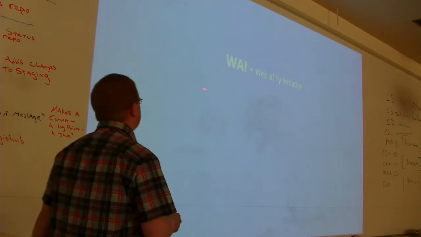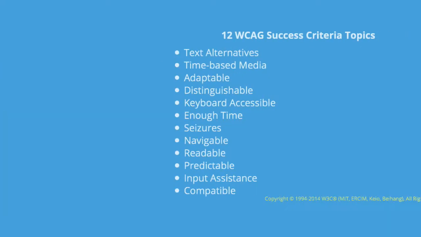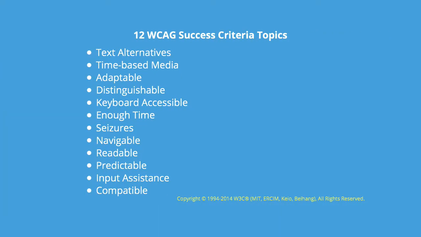So WAI is the Web Accessibility Initiative. That's one of the abbreviations. There are a lot of abbreviations in the accessibility world. WAI is one of them. It's an organization that promotes web accessibility. The WCAG are guidelines that they put out, the Web Content Accessibility Guidelines. We have another abbreviation coming up later.